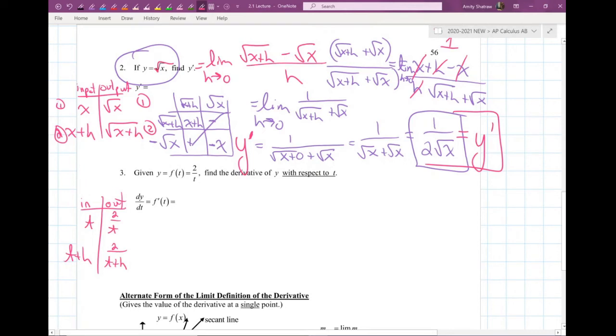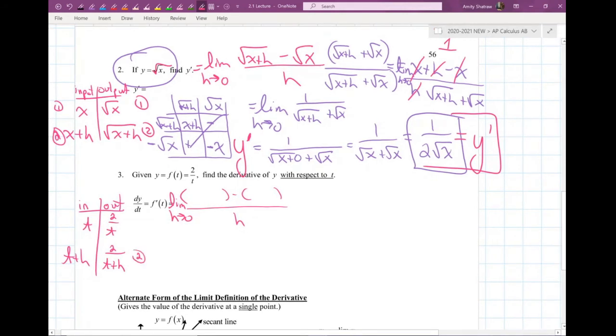And so now I know what my two things are, and I'm going to have something minus something on top, and it's going to be all over h, and it's going to be the limit as h approaches 0 of that. So remember, this is my second value, and this is my first value, so I'm going to put my second value in. This is 2 over t plus h, and this is going to be 2 over t.